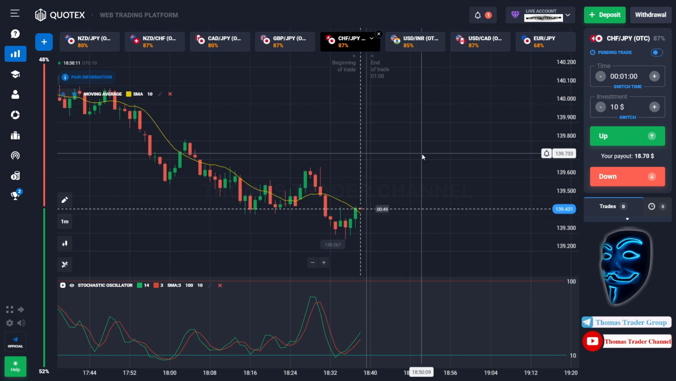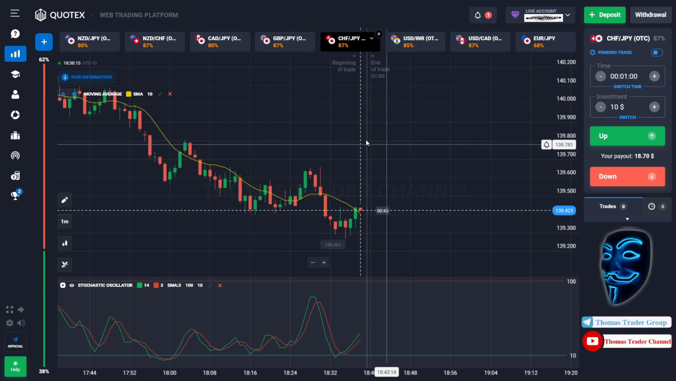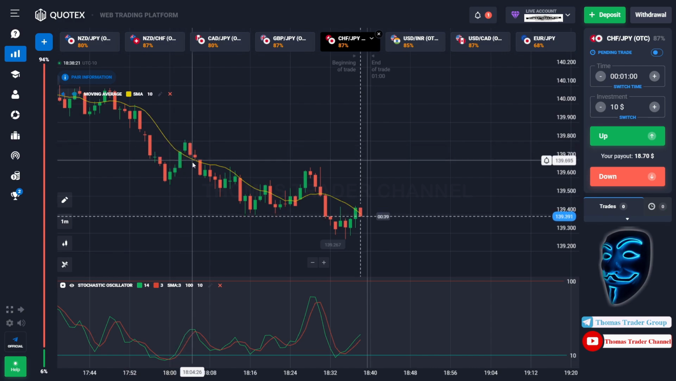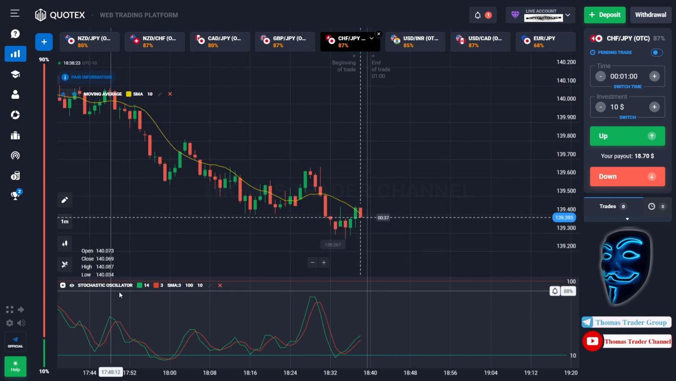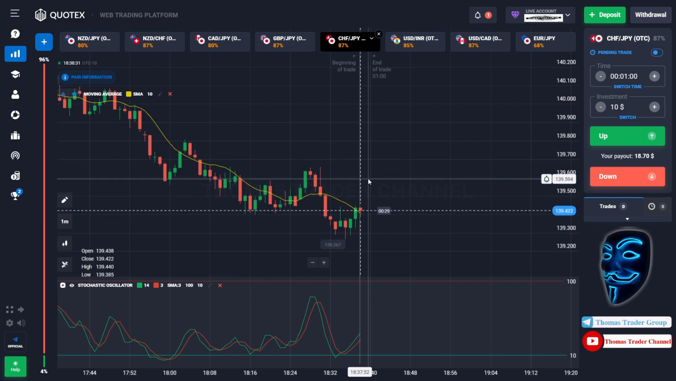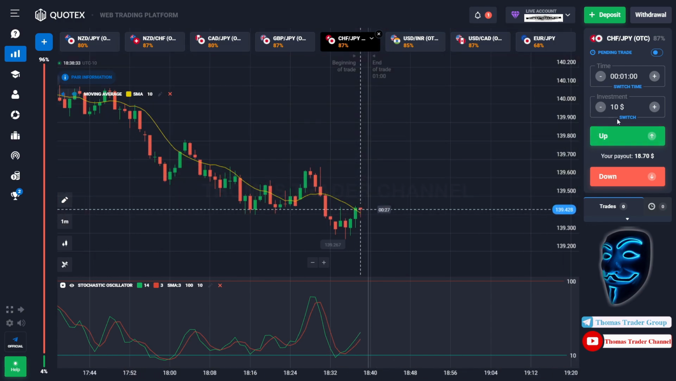Let's start our trading session for today. Today we are using two indicators. The first one is moving average, which is the yellow line over here. And the second indicator is stochastic oscillator. And today we are going to use 1 minute time frame for the candlestick. And we are going to start with $10 investment. We are going to open the position in 1 minute time frame. Let's find the market.